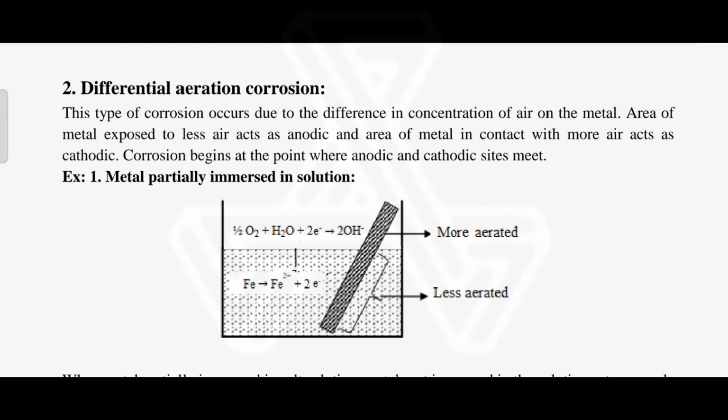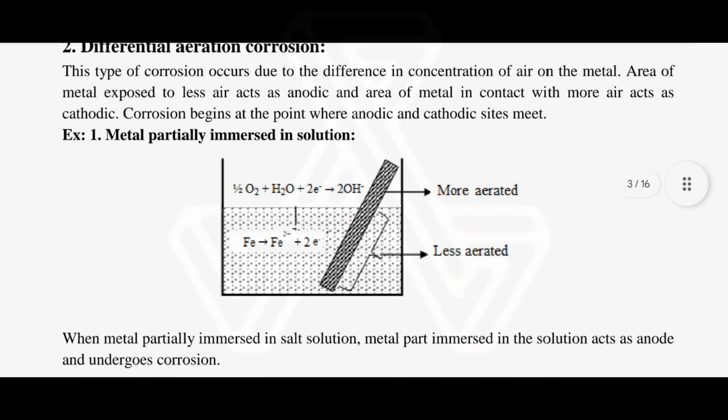Differential aeration corrosion. This type of corrosion occurs due to the difference in concentration of air on the metal. Area of metal exposed to less air acts as anodic, and area of metal in contact with more air acts as cathodic. Corrosion begins at the point where anodic and cathodic sides meet.